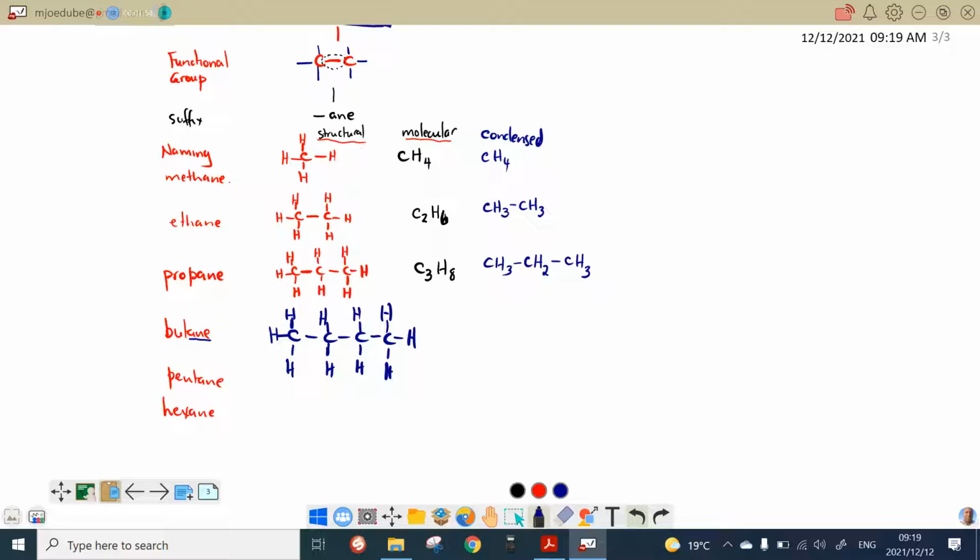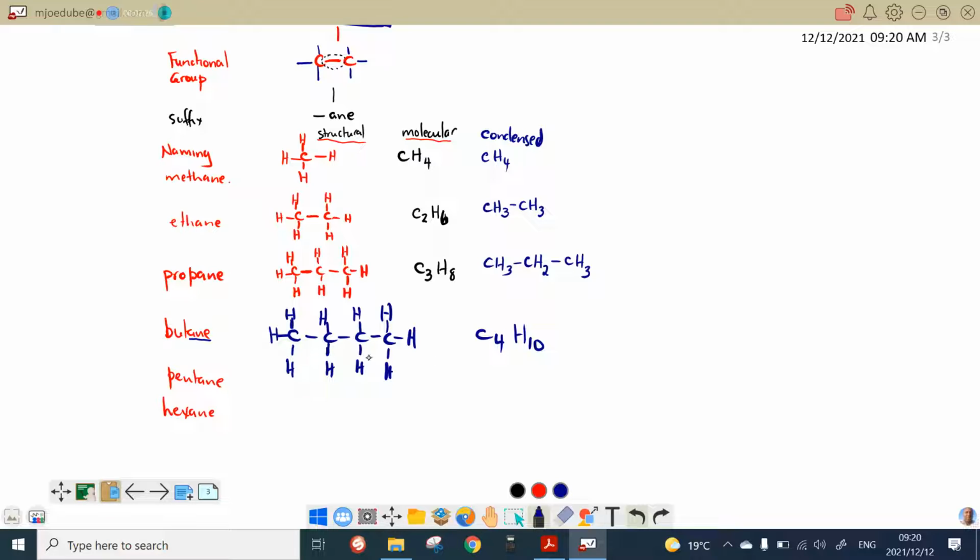And then the molecular formula for the butane, you count again how many carbons you have. You've got 1, 2, 3, 4 carbons, so it's going to be C4, and then count the number of hydrogens which you have. It's 1, 2, 3, 4, 5, 6, 7, 8, 9, 10. So it's C4H10.